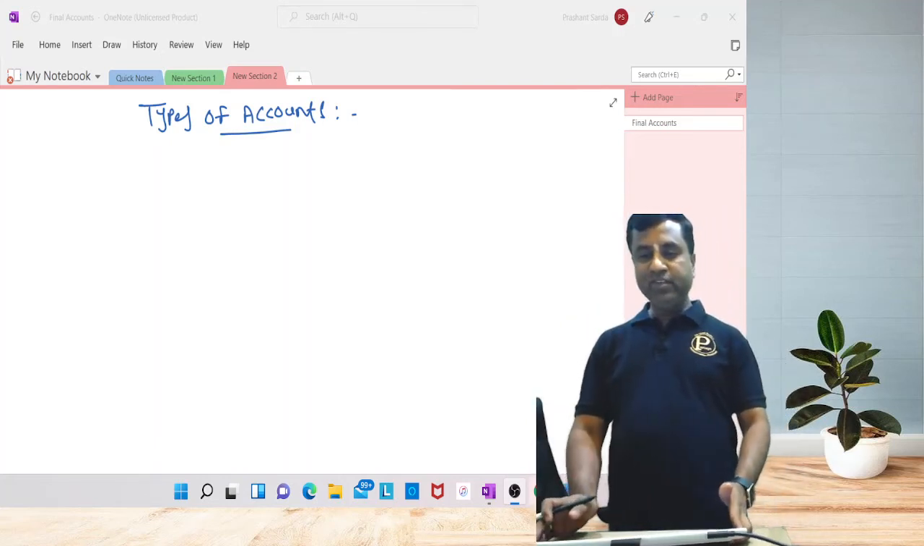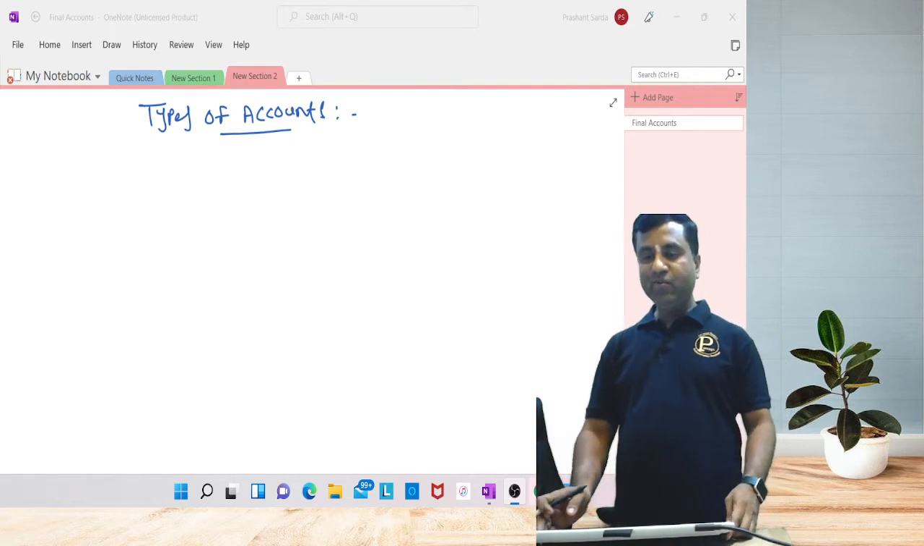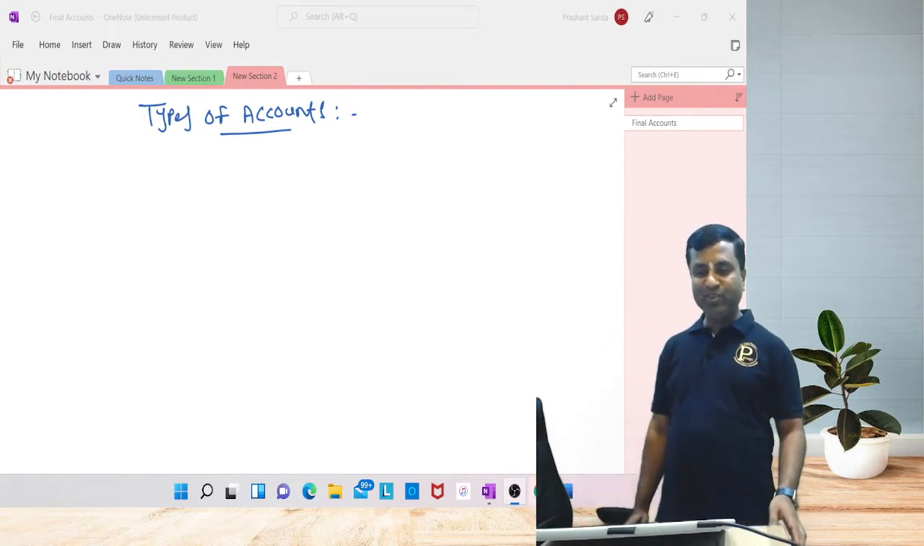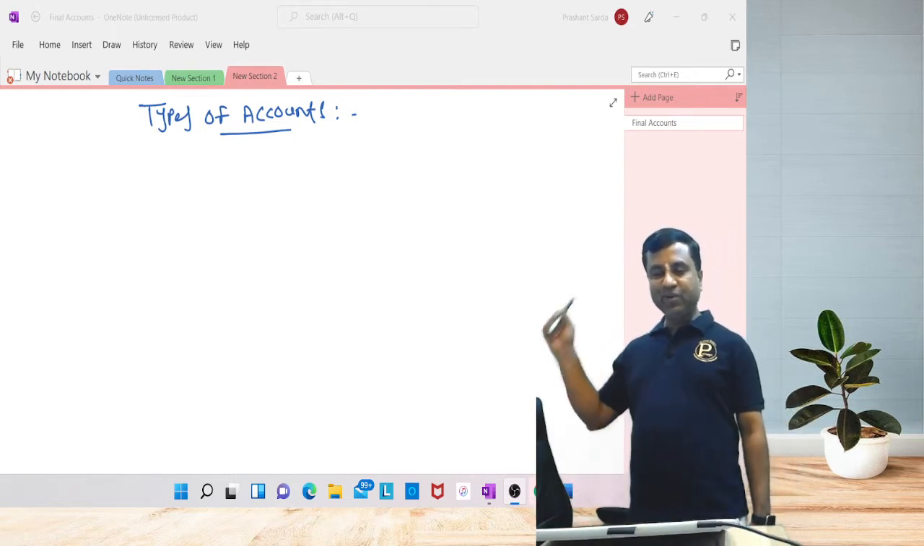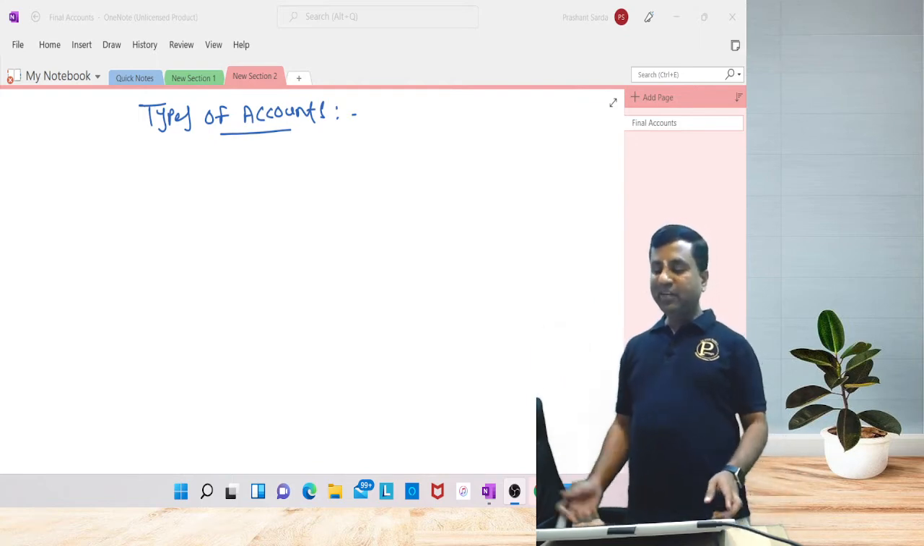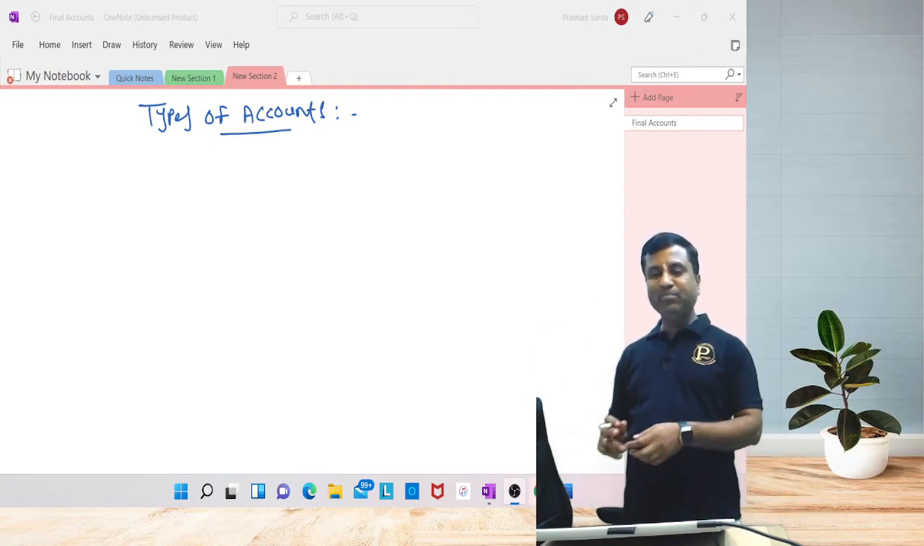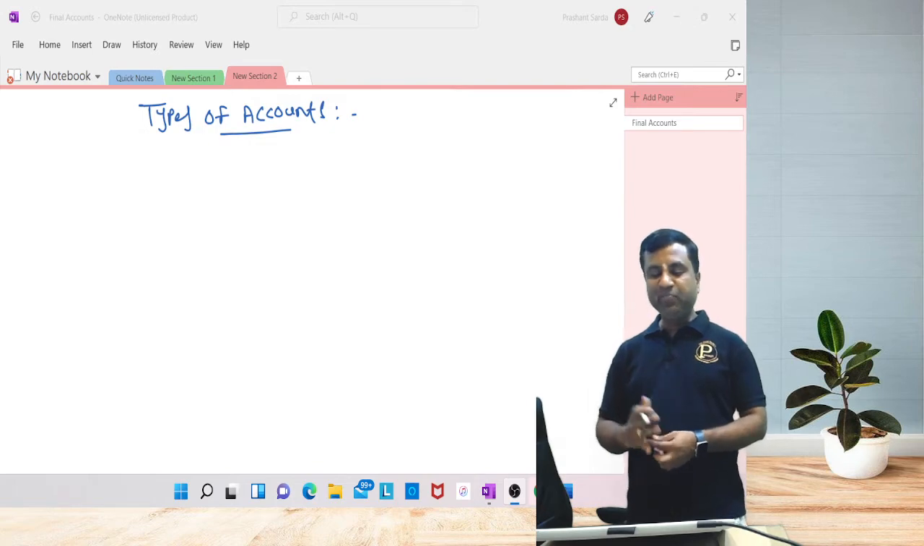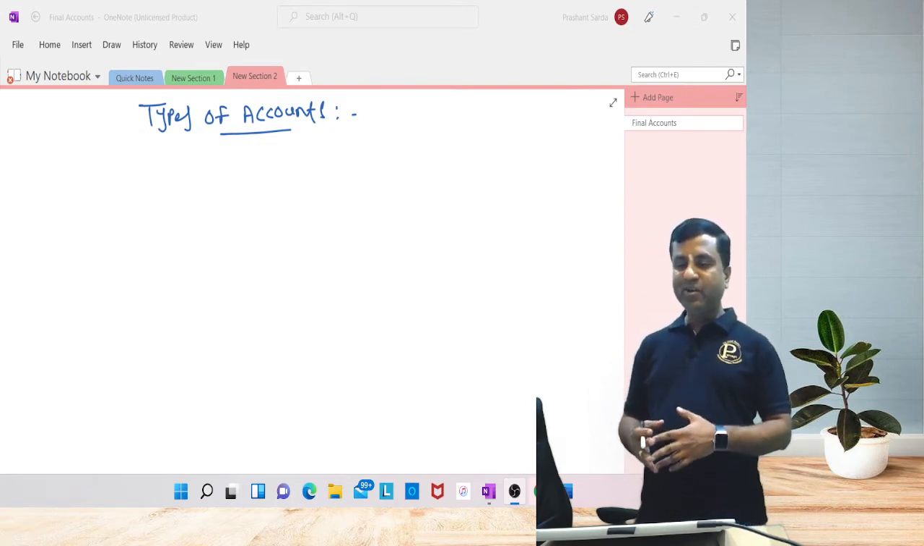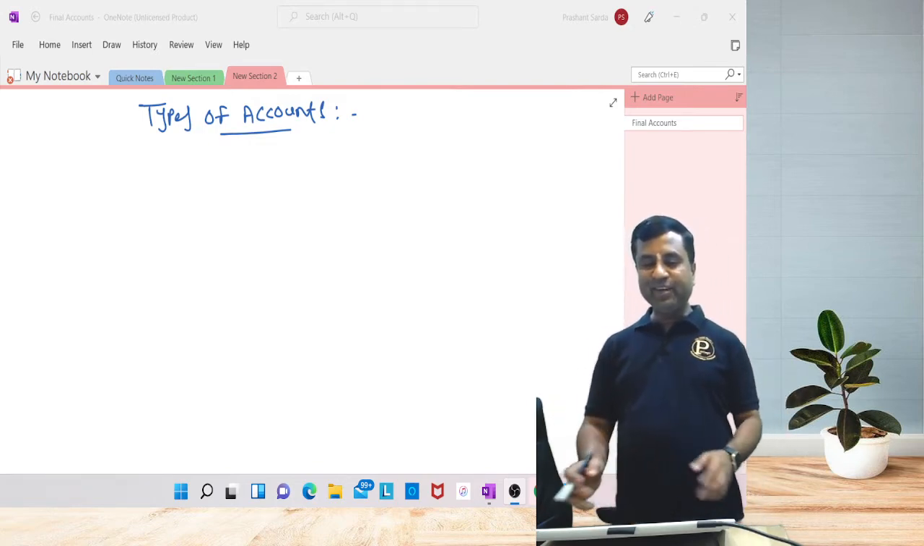Good morning, students. So here we are again for one of the most basic lectures of accounting, that is types of account. You can see on the screen there. Now what are the types of accounts and how to identify them into different types of accounts there? What are the basic types of account? It is personal and impersonal accounts. These are the two basic accounts.